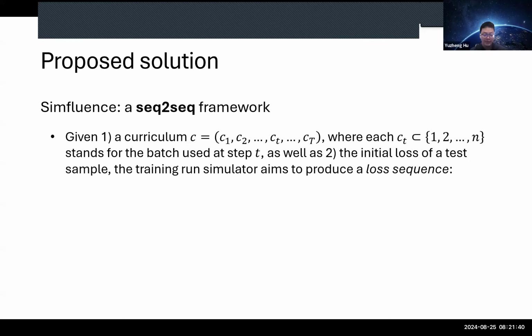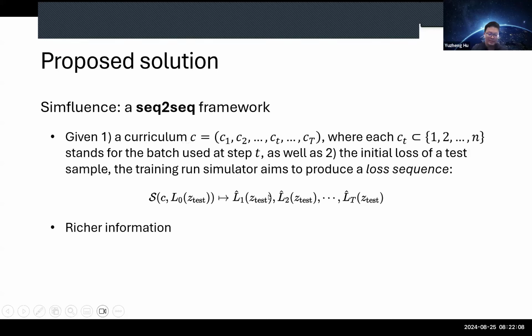And so here we're trying to produce a training run simulator that aims to simulate a loss sequence on the test sample. Basically, given this training curriculum and also the loss at the first step, we're trying to not only produce a static score, but rather produce a loss sequence for this particular training curriculum on this test sample. Intuitively, I think this offers much richer information compared to the previous approaches that assign a static score to each individual sample.